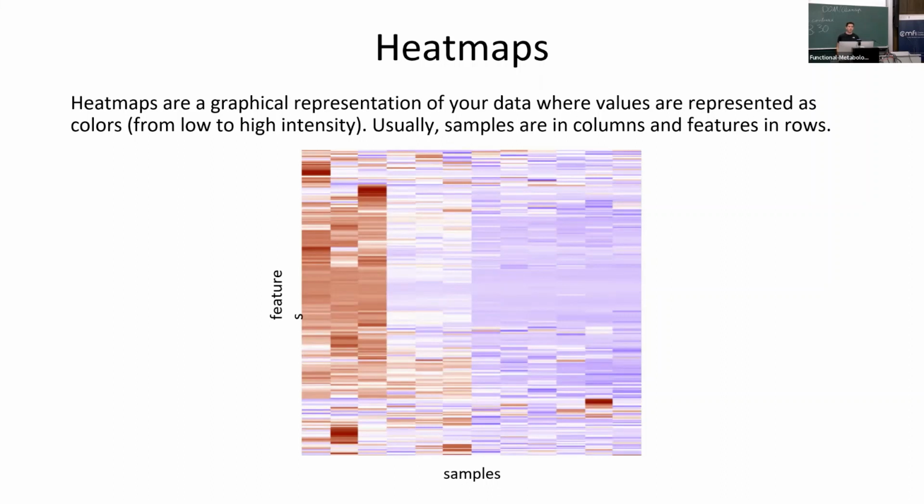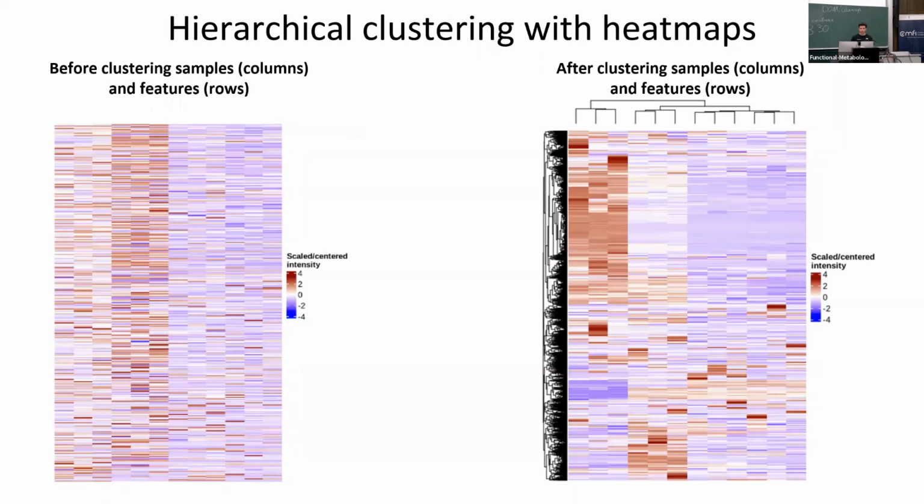Probably you're also very used to the heat map concept. A heat map is just a visualization of your data. You have samples here as the index, and features in the columns, and the color is just the intensity of your values. In our case, the intensities of the metabolites. Here you can see a heat map before doing hierarchical clustering, so there is no order here. And here on the right, you can see after hierarchical clustering. As you can see, the rows and the columns are reordered according to the most similar objects or observations.